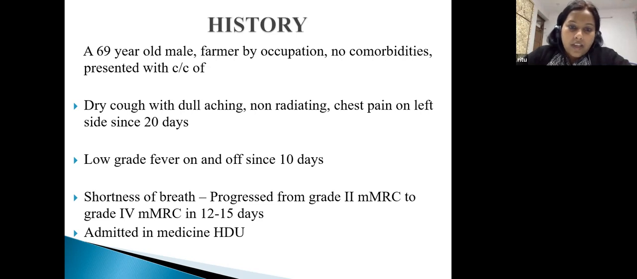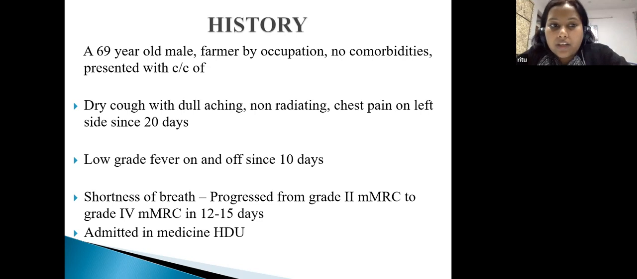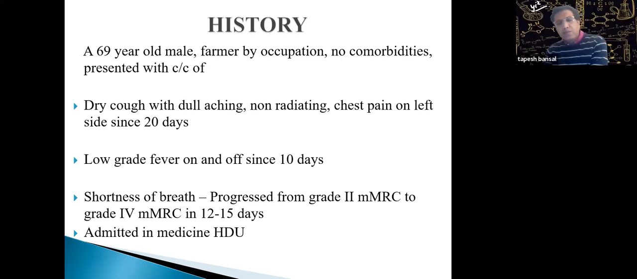Could be a possibility because he's having dry cough, which is non-radiating, and chest pain is there. So pneumothorax could be a possibility. But I feel it will be more acute, and yes, absolutely, a period of 20 days would not be pointing towards that, that is correct. Again, pneumothorax means acute chest pain, acute shortness of breath. The history is not consistent.